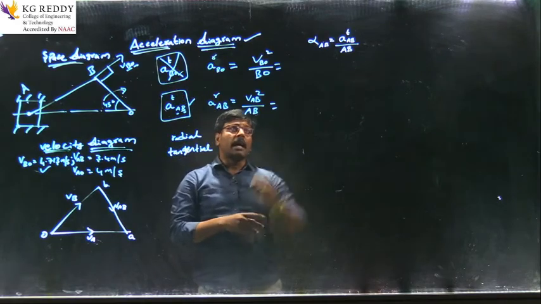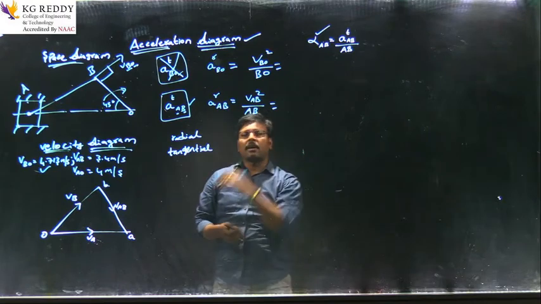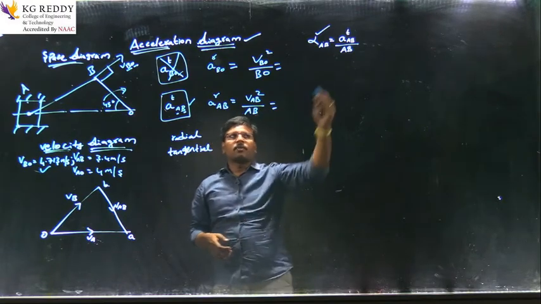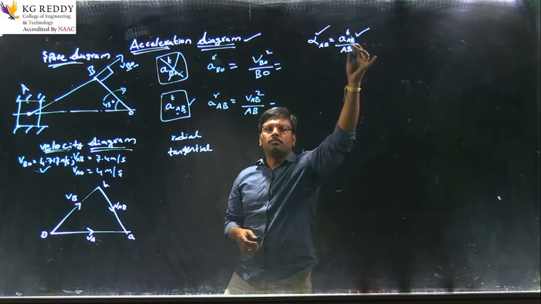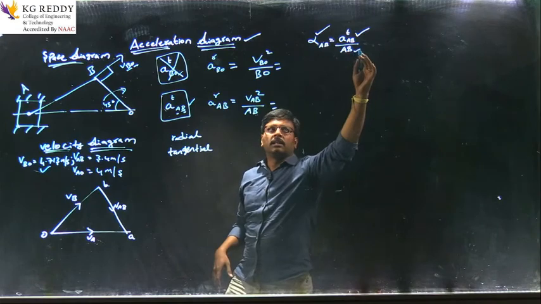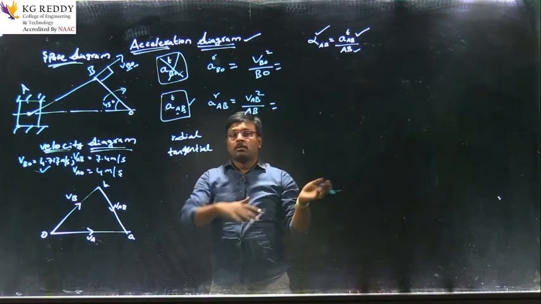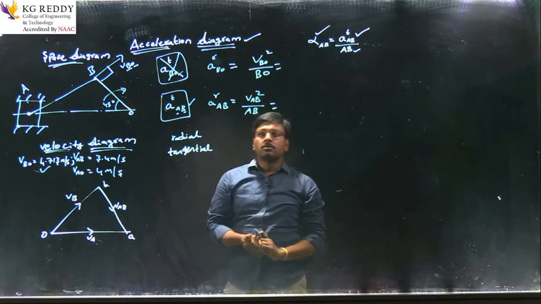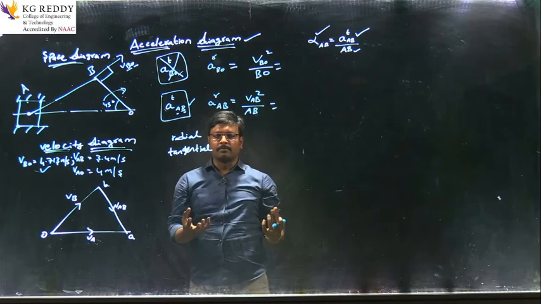Here alpha is the angular acceleration, and that is the formula for tangential acceleration. This is the formula we use, and the magnitude we will get from the diagram. This is the length of the link, so we have to convert these lengths into meters. Coming to the diagram, the main thing to concentrate on is how to draw it.